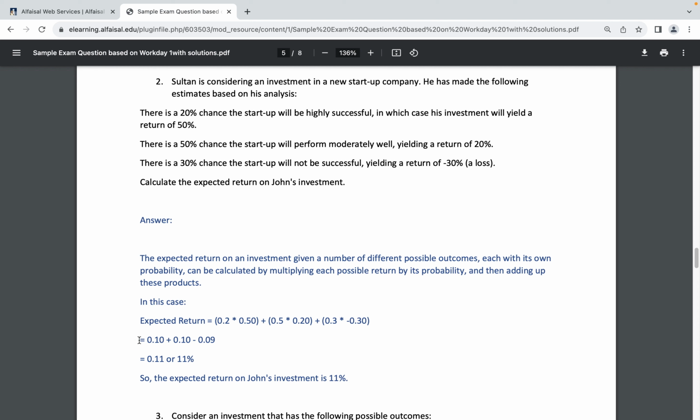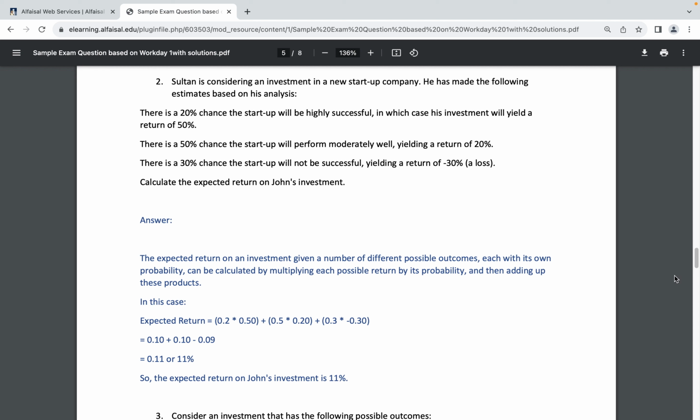If you do that calculation, you'll see that the expected return on John's investment is 11%. That's our expected return. If you were using historical returns, you just simply use the average return. You take an average return. But now we have a probability value, so we assign that probability value.